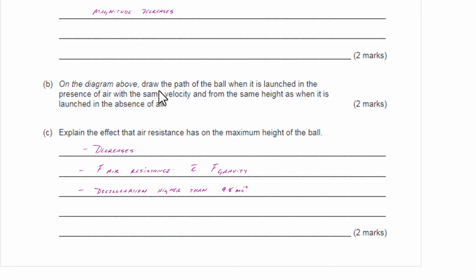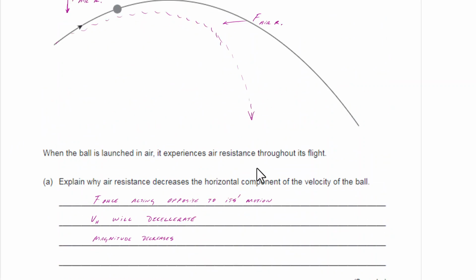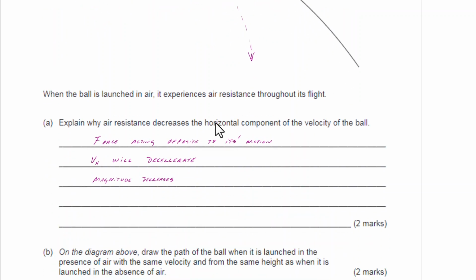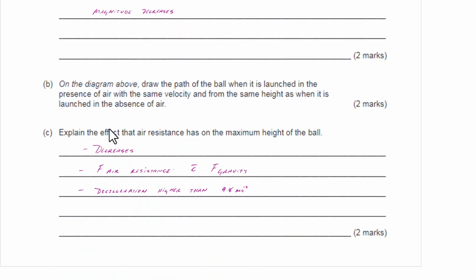On the diagram, draw the path of the ball when it's launched, then present there, same velocity, same height, okay? Now there's also air resistance in the vertical component as it's going up, so therefore the maximum height will actually be decreased. So these are the two key features that you need to have in your diagram. The maximum height, or the zenith, will be lower, and the range will also be decreased. So as long as you've got a diagram that shows those two factors, you don't need to get any more technical than that.